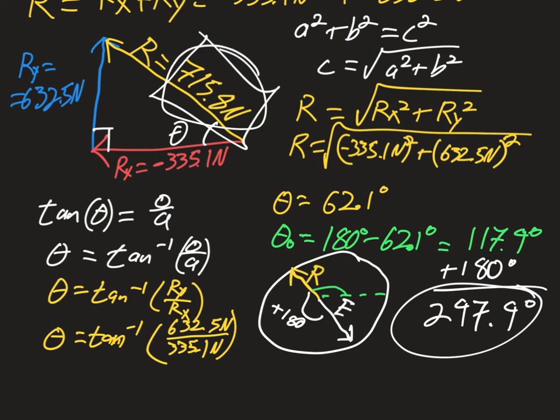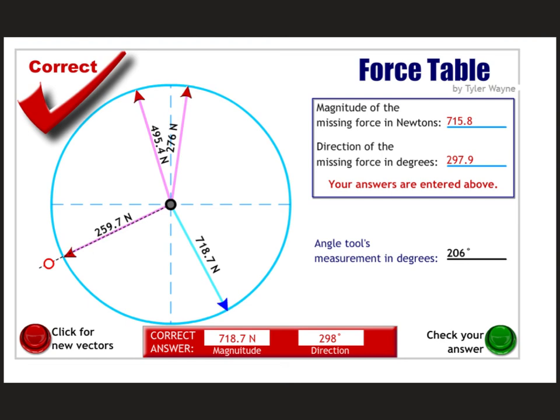I plug that into my formula, or into this here. So this is the table. There's my 715.8. I think that was what I actually had, wasn't it? I lost my sheet now. Yep, 715.8. And then I got that it was 297.9. I hit check your answer. It checked it off and said, yes, you are correct.